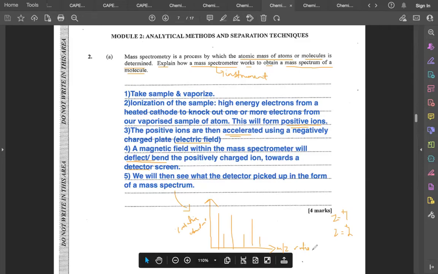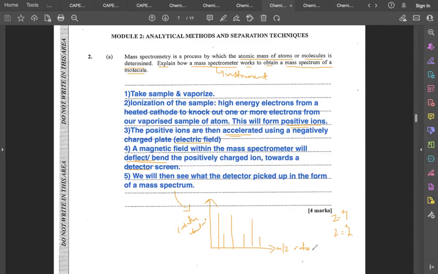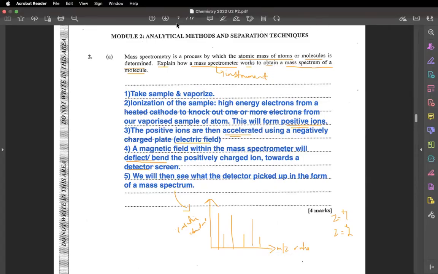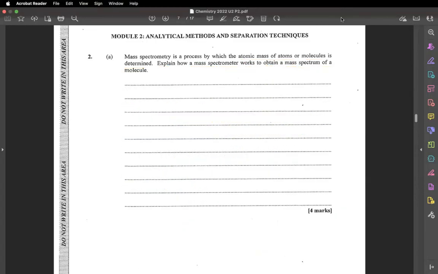Okay, guys? Does that explanation of how a mass spec works make sense to you? Yes, Miss. Desiree, how about you? Yes, Miss. Okay, so let's clear this and move on to the next question.